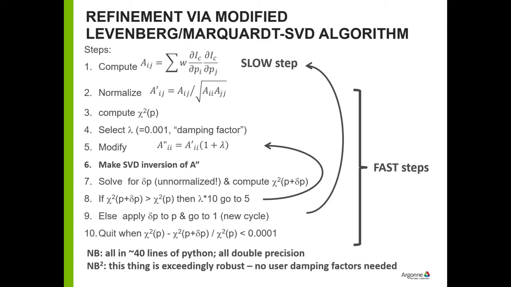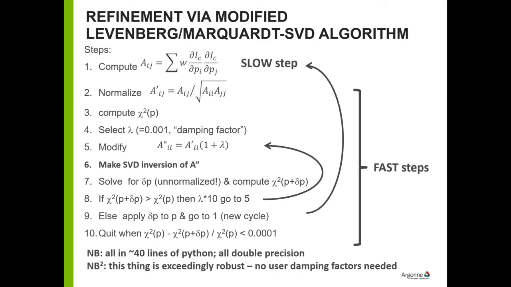If, on the other hand, the new function is less than the old function, particularly after you've increased lambda, it then says, okay, that was a success. We apply the delta p to p, and you go back up here, recompute the matrix and start over. That's a new cycle of least squares.